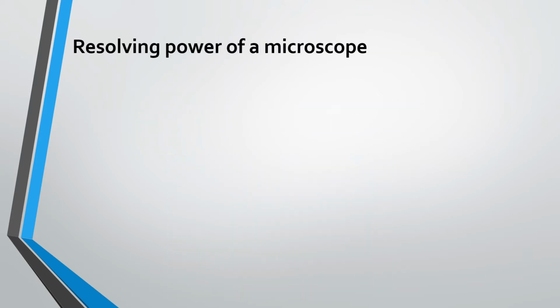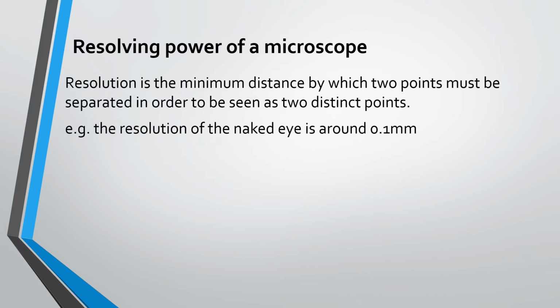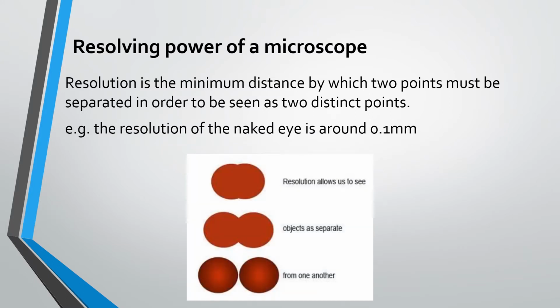So another new term that you come across in this lesson is resolving power. So in Sinhala it is Vibhedana Balaya. So now let's see what is resolving power of a microscope. Now if you consider the definition for the term resolving power, it is the minimum distance by which 2 points must be separated in order to be seen as two distinct points.